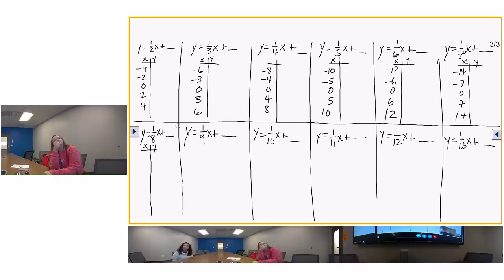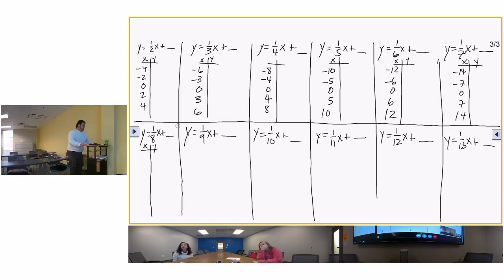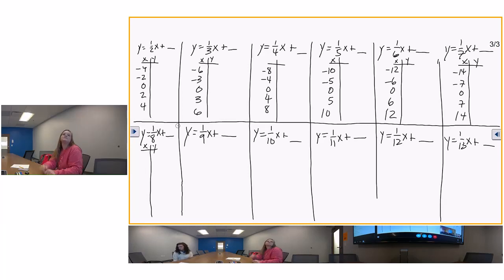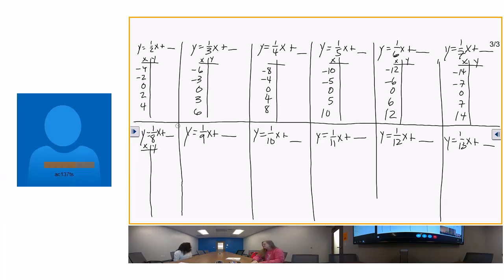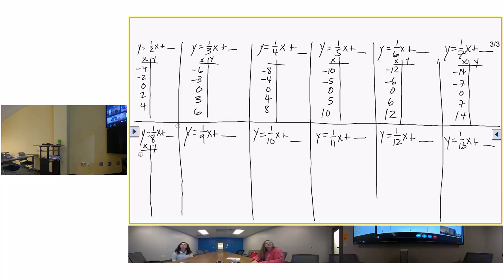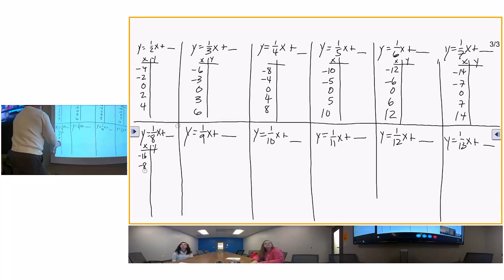Multiples of 2, multiples of 3, multiples of 4. Mr. King is the instigator. I don't understand the 5. That's 1/7. Just kidding. All right, what's 1/8 going to be? It's going to be -16, -8, 0, 8. Oh, I see the pattern now.